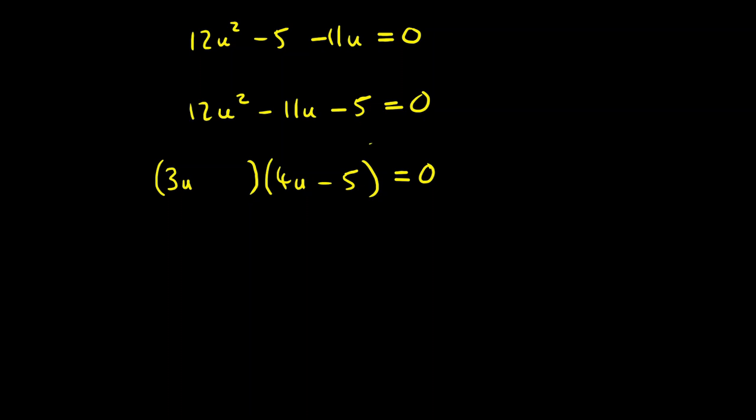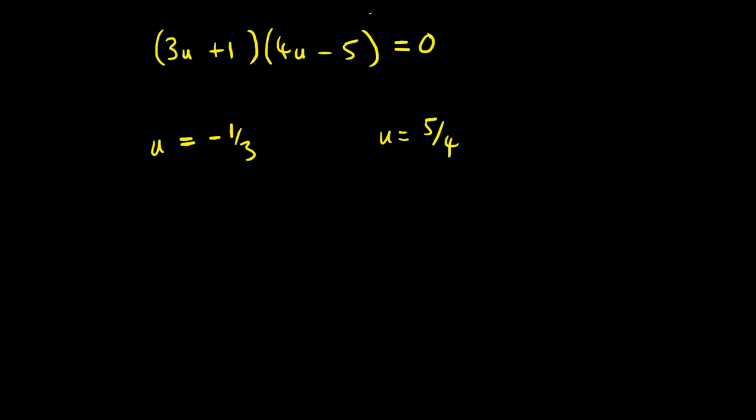If I write negative 5 there and positive 1 there, I think everything will work out, because 3u times negative 5 is negative 15u. 1 times 4u is positive 4u, and negative 15u plus 4u is negative 11u. Now that gives us two solutions: u is equal to negative 1/3, and u is equal to 5/4.